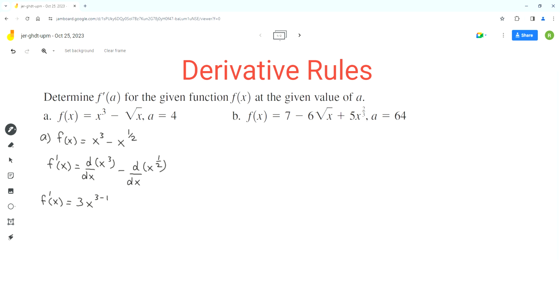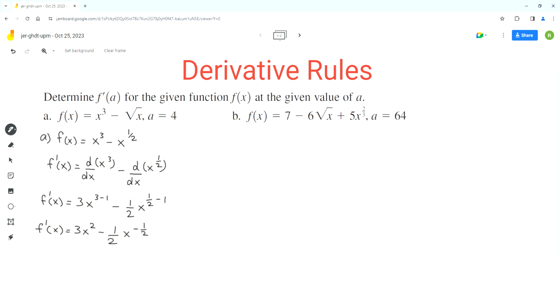Now we'll do the same thing in the second term. We'll use the power rule, bring the exponent down to the front as a coefficient, and subtract 1 from the exponent. Now in the next step, we can simplify this expression. So we get 3x squared minus 1 over 2 and then x. Now in the exponent, we have to do half minus 1, which is equal to negative half.